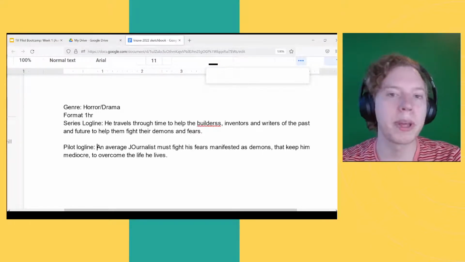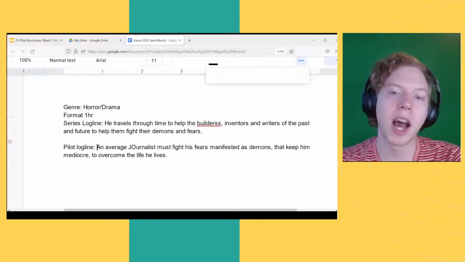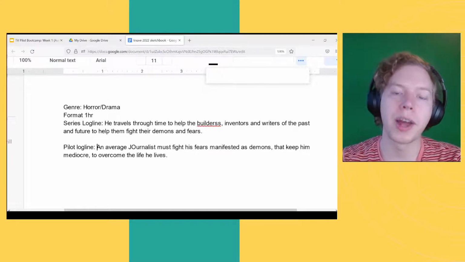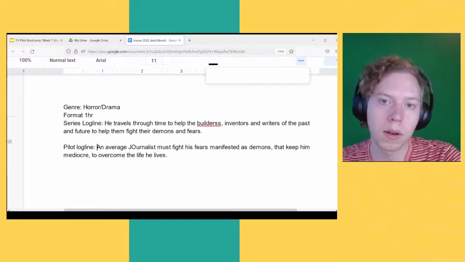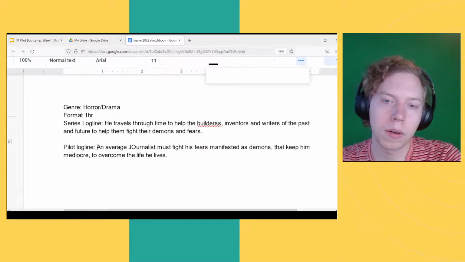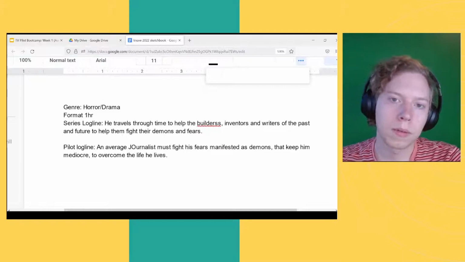Okay, but he's not doing that in the pilot. He's not jumping around helping other people the way that every other episode of the show theoretically would be, right? We're setting up. I think he's trying to set up the premise that he's fighting his demons, and now he's learned how to fight those demons to help the other people.